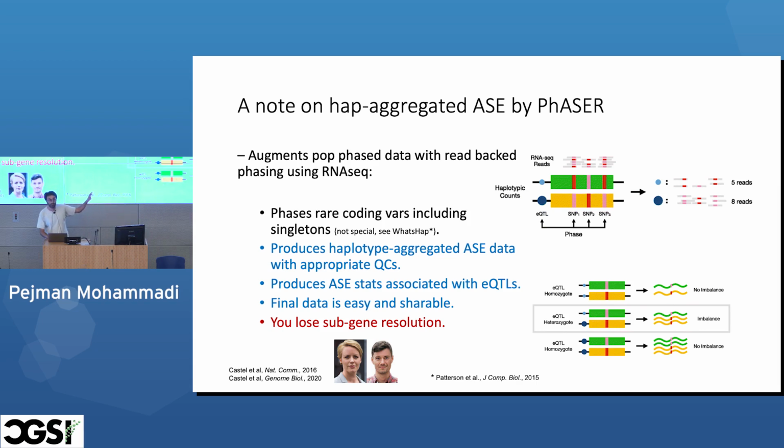Now, this seems like a simple idea, but it can get pretty finicky. The downside is that you lose any sort of subgene resolution, if that's something you're interested in. But at the gene level, it actually improves the number of positions that you have ASC data for, and it improves the correlation with the rest of the data sets that you have. So it's a pretty good thing.